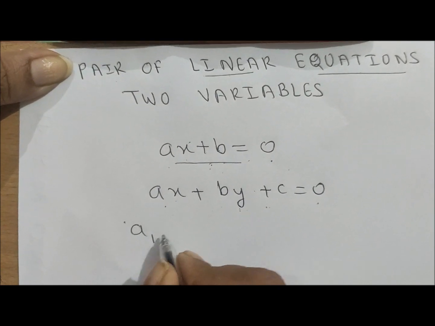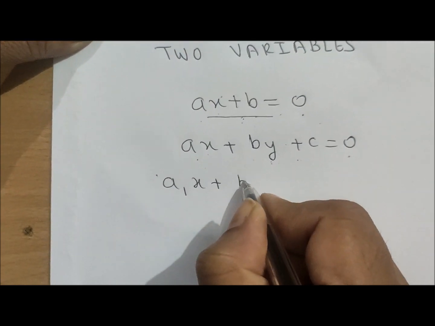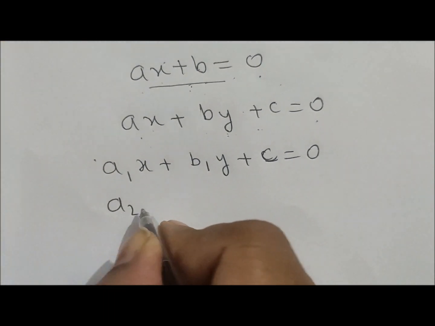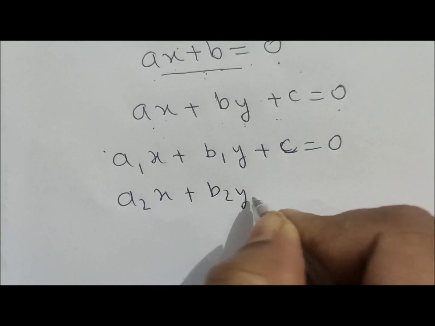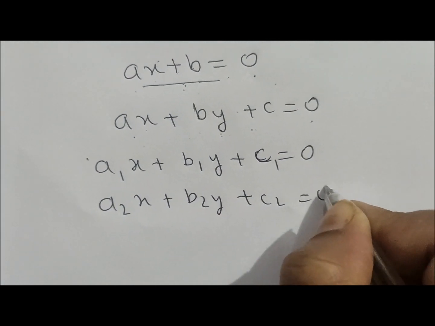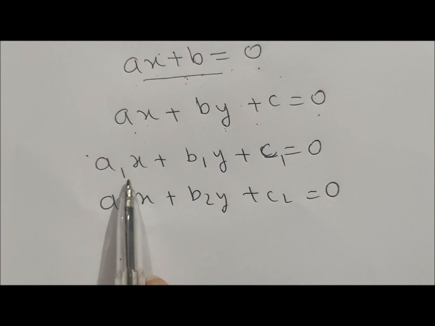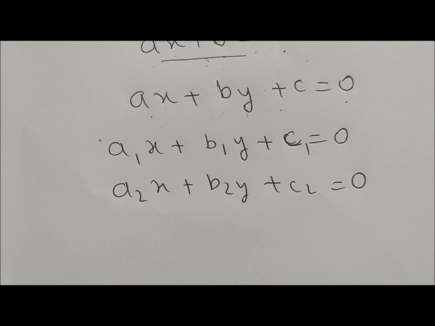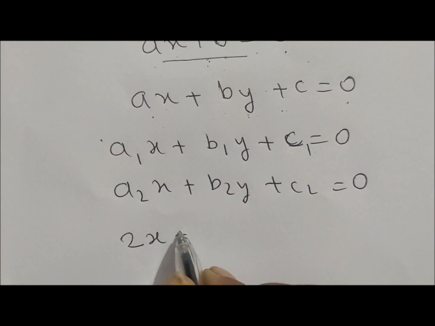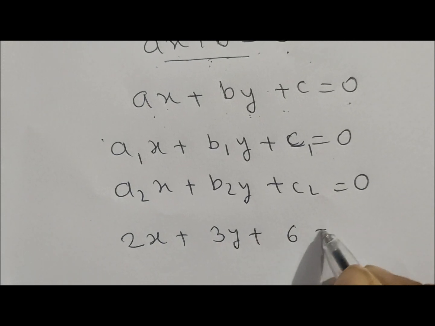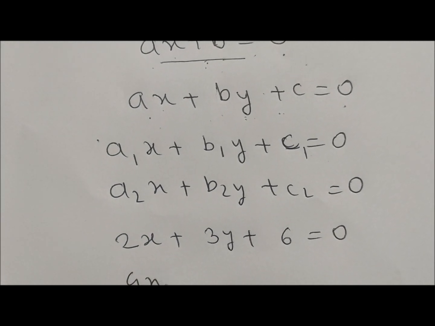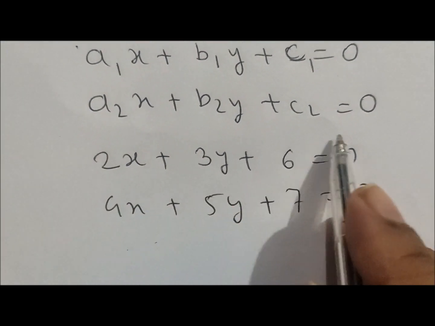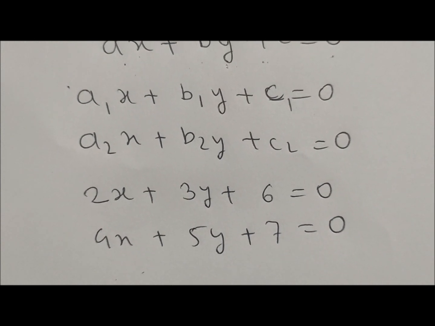Suppose the general equations are a1x plus b1y plus c1 equal to 0 and a2x plus b2y plus c2 equal to 0. These two equations are known as a pair of linear equations in two variables. We can take the example 2x plus 3y plus 6 equal to 0 and 4x plus 5y plus 7 equal to 0. These are a pair of linear equations in two variables.